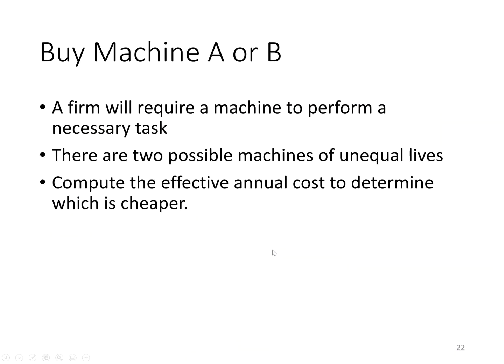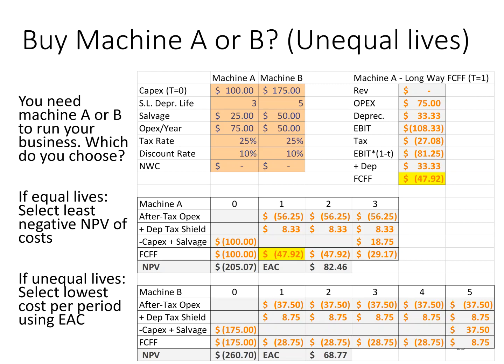All right, let's do another one. Do I buy machine A or machine B? So a firm will require a machine to perform some necessary task, whatever it is. There are two possible machines of unequal lives. And so when you have that, you're not going to be able to compare them using NPV. We're going to have to calculate the effective annual cash flow or effective annual cost to determine which is cheaper. We're going to turn it into an annual payment.